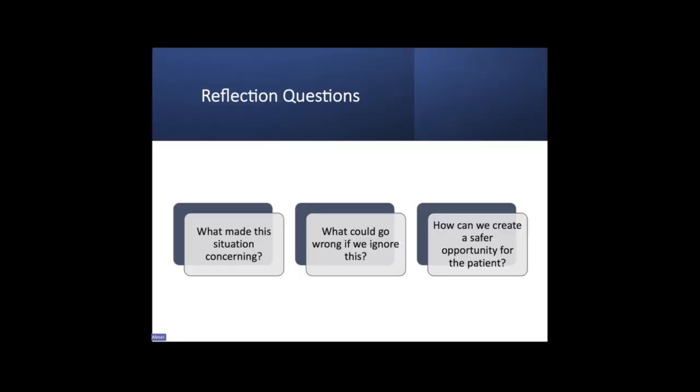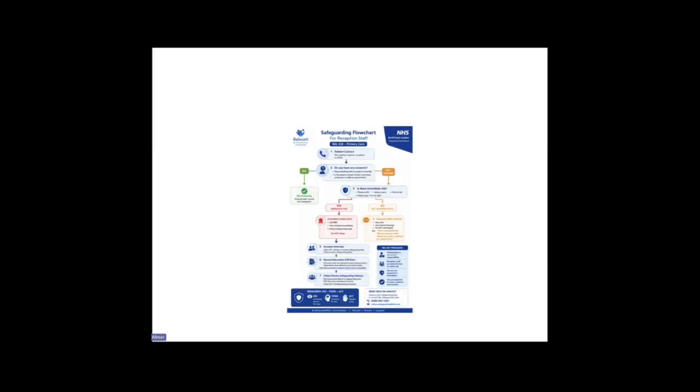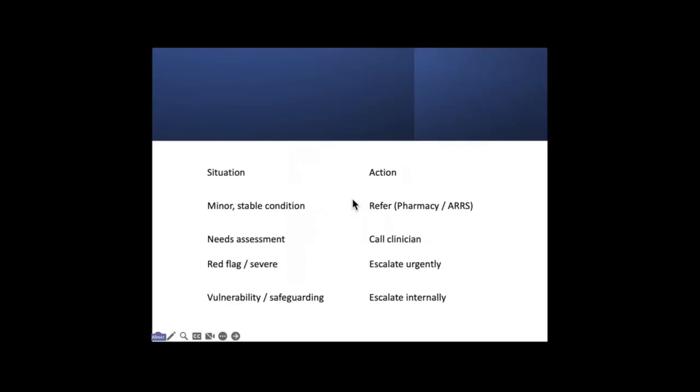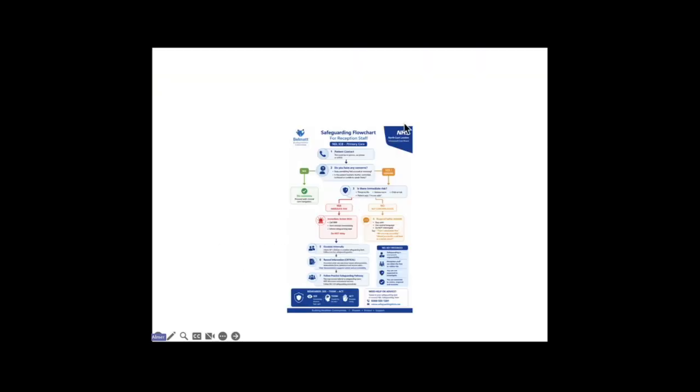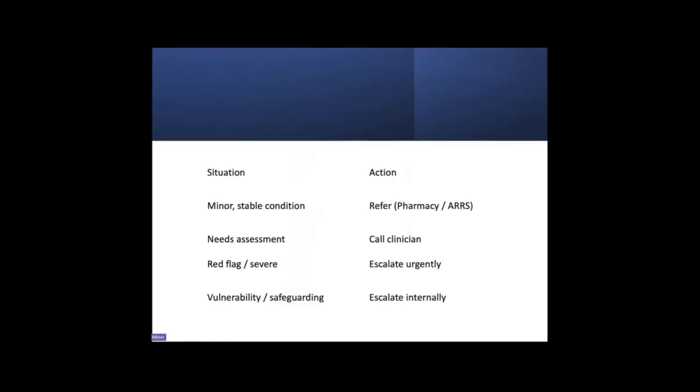And what we do next: think about what made the situation concerning, what could go wrong if we ignore things, and how can we make things safe for patients? So what can we do? How can we change our practices to make it safer for our patients? This is a safeguarding flowchart from NHS guidance showing what to do. So download this, put it on your desktop so that you can use it in practice, and we'll come to this.